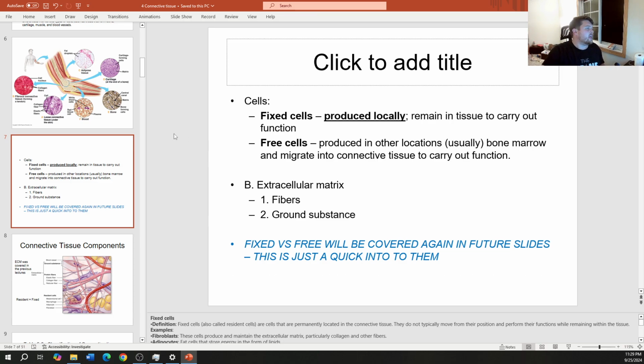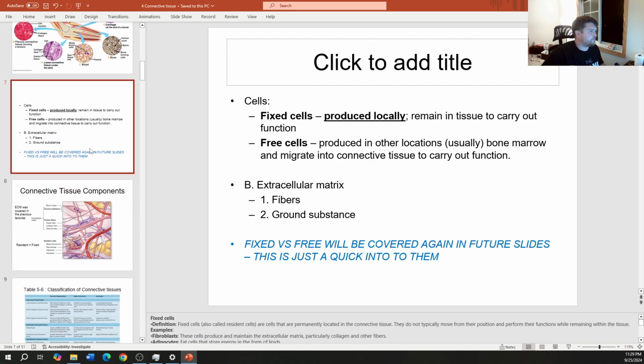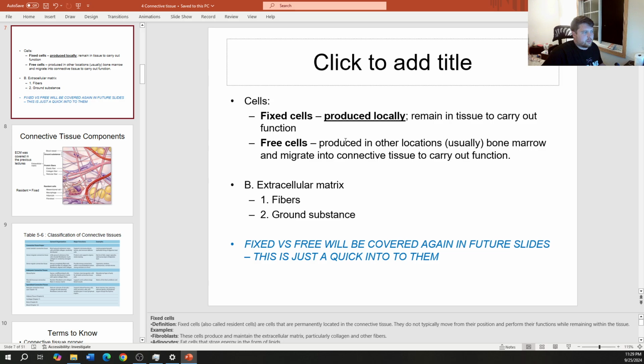They're fixed. The free cells are produced in other locations, usually bone marrow, and then they migrate or they travel into the connective tissue in order to carry out their specific functions. So we'll look at a couple of different types of those in the future cells.